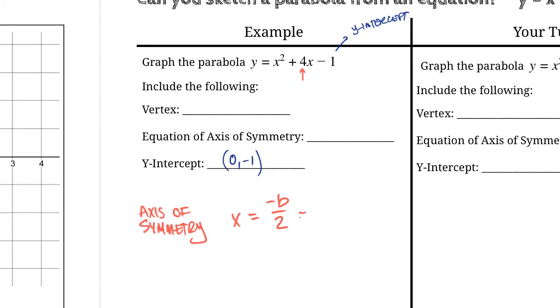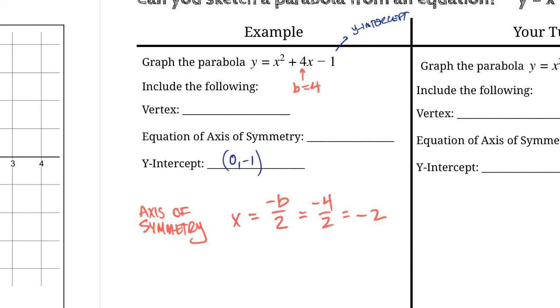So in this case, b is 4. The negative of that is just -4, and then we divide by 2. So we're going to do -4 divided by 2. So the axis of symmetry is going to be -2. x equals -2.